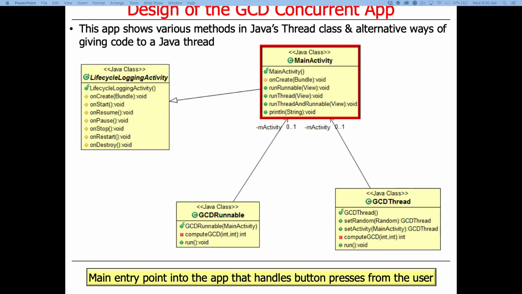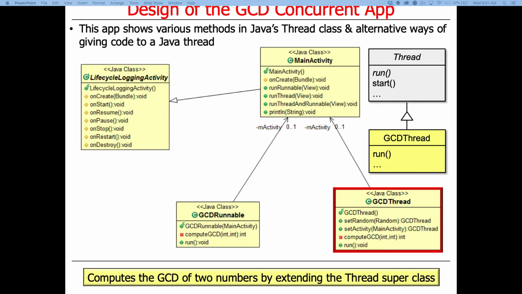Basically, as you'll see when I run the app in a minute, when you press the buttons on the app, this gets sent to methods in the main activity, which is where the wheels are set in motion to get things running. The interesting parts of this example are the GCD thread class, which extends the thread class. It inherits, and it overrides the run hook method, which is a pure virtual or abstract method in the thread class. We'll take a look at that in more detail in a second.